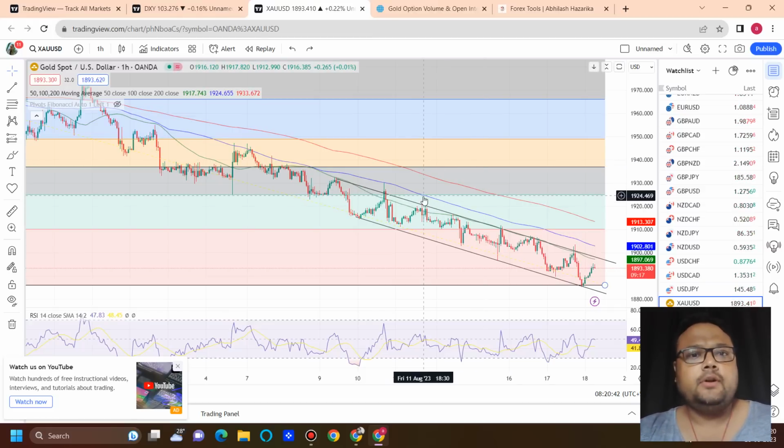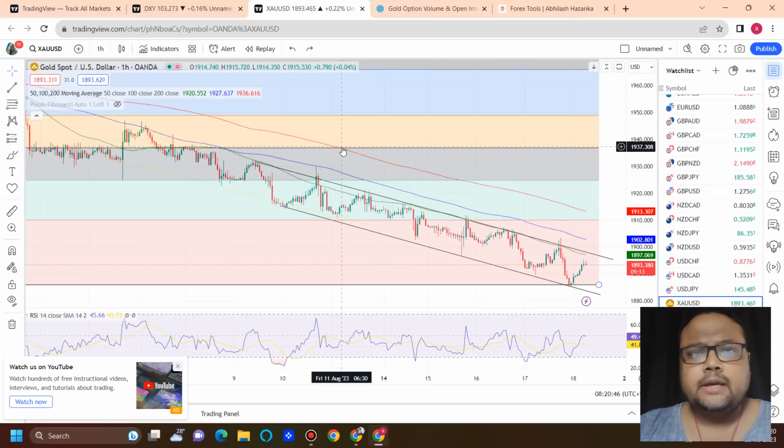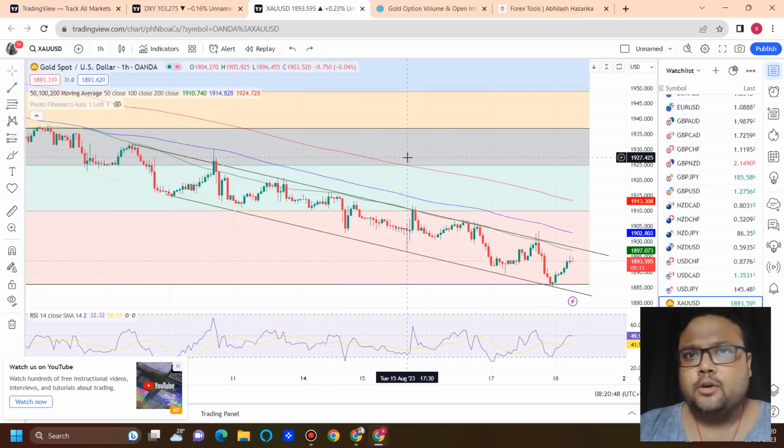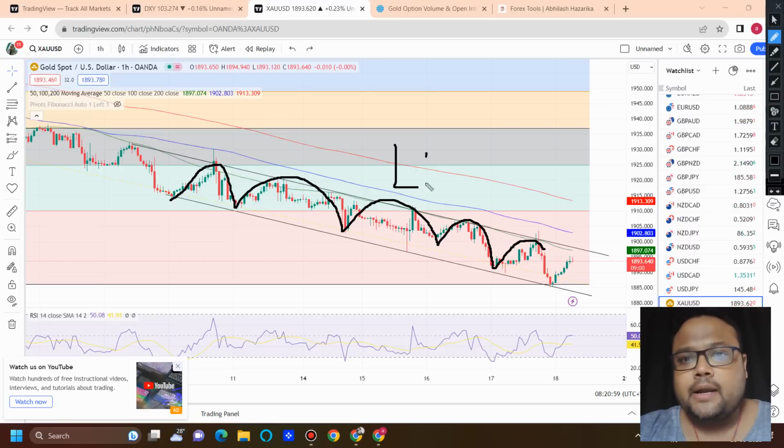And if you're looking for fresh entries in the market, then my dear friends, if you're a swing trader, obviously you can look for trades on swings. For example, here you can clearly see the present structure of the market. What is the structure here? The market is forming lower highs and lower lows.